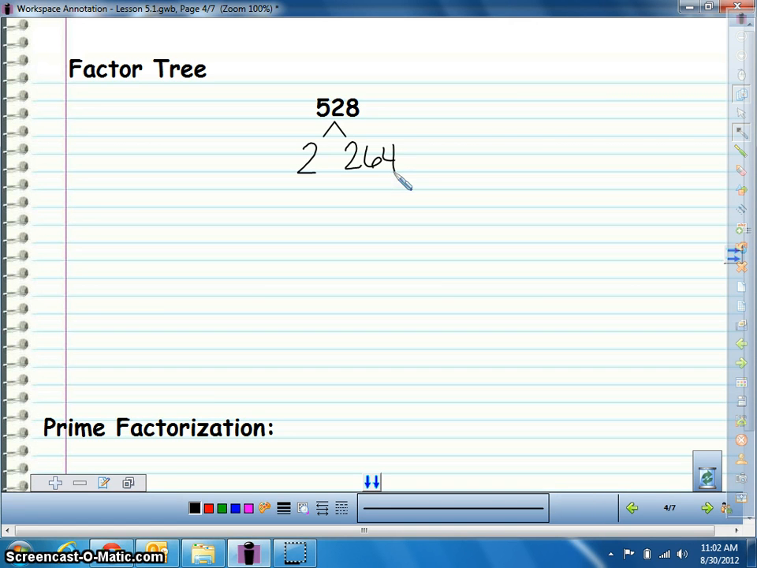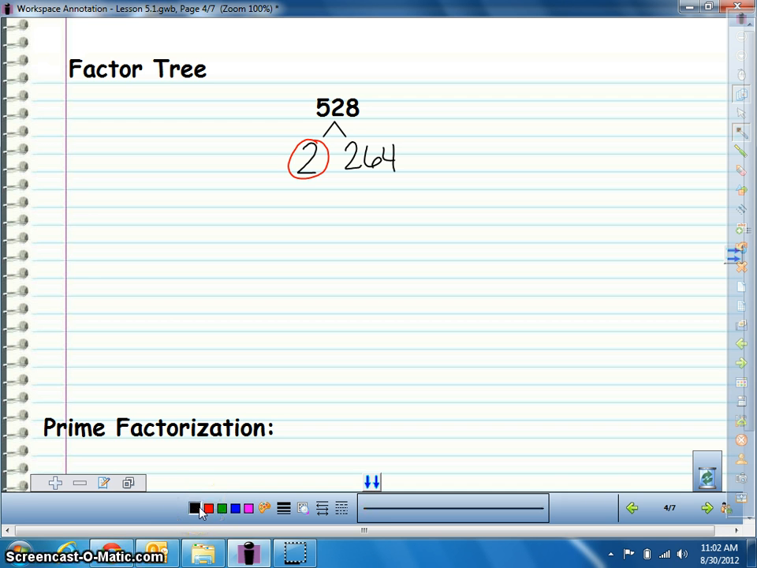The first thing I need to do here is look at those 2 factors and decide, are they composite or are they prime? Well, I know the only way to get 2 is to take 2 times 1, which means it is a prime number. Whenever we come across a prime number, we circle it and we're done. That's a dead end. You can't go any further.